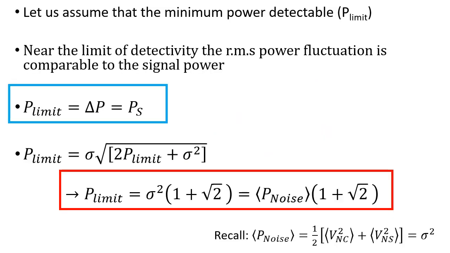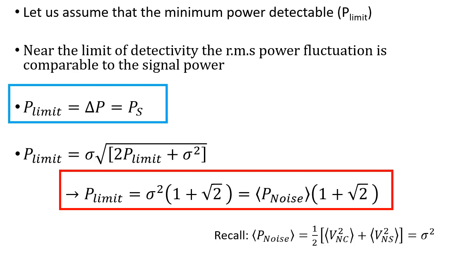So let us assume now, this is the important result that I'm going to come to. What I'm asking is, what is the limit, the minimum power which is detectable by me? So I have got a signal that is submerged in noise, and the claim I am making is the following: that the limit of my detection is that if my signal is equal to the RMS power fluctuation, then that is the limit of detectivity for me. Anything below that will be lost in noise.